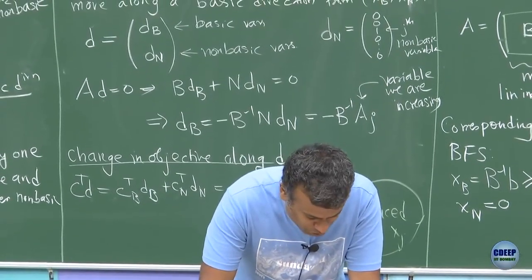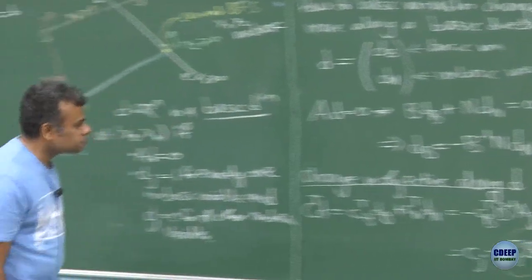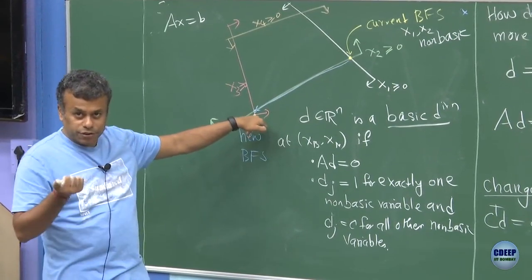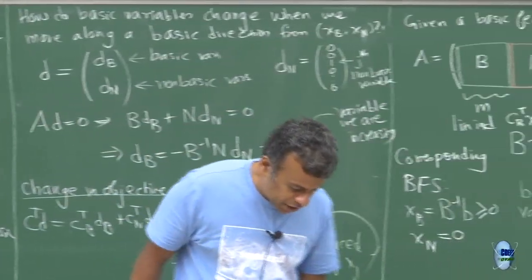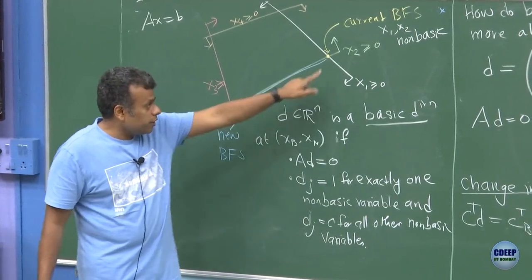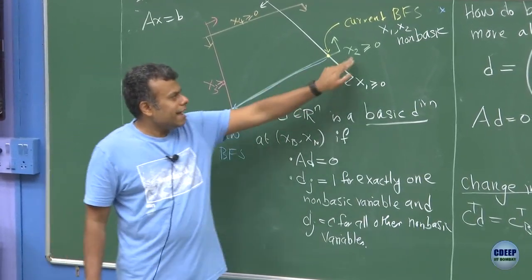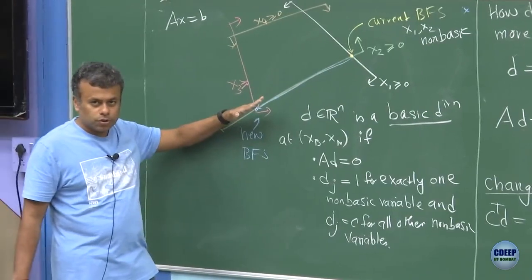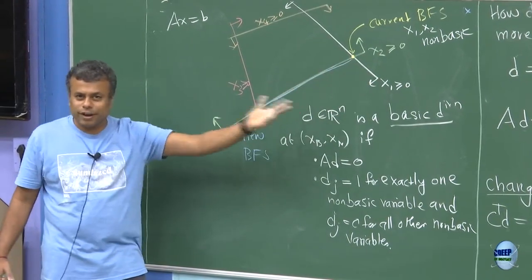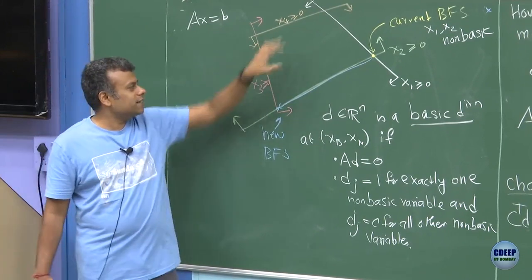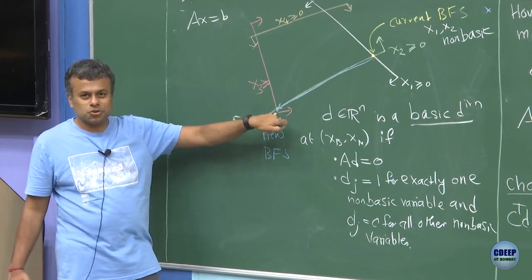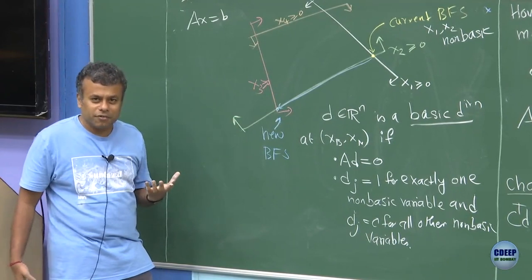The next thing we have to talk about is how much to move along this direction. Here we see that we can only go up to the blue point, we cannot go any further. So how much do we move along this direction d? That's the question, and we'll do the calculation in the next class. Now if you look at this here, x2 is being maintained at zero, so x2 is okay. I'm increasing x1, so that is also fine. I don't know about x4 and x3. I'm going to stop when I hit this point where x3 becomes 0. That is how much I can travel.